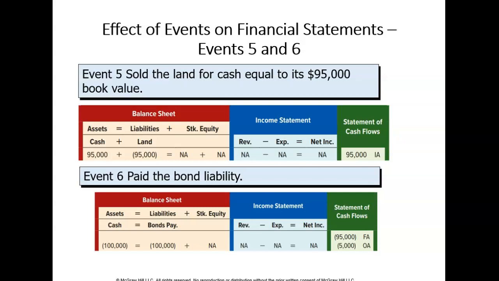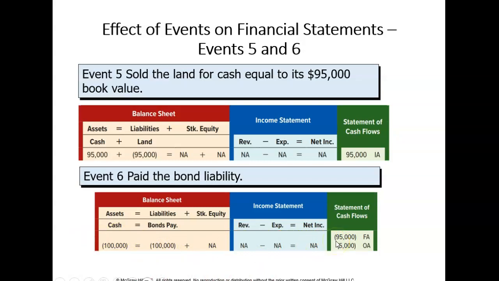But remember, when you pay the bond off, you're paying the face value of $100,000, not $95,000. Therefore, the total cash paid would be $100,000. The bonds payable account would decrease by $95,000.